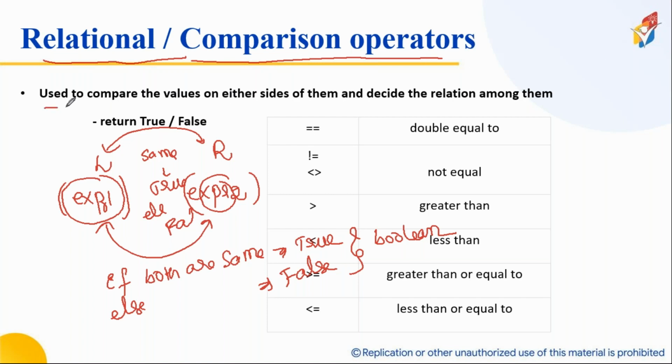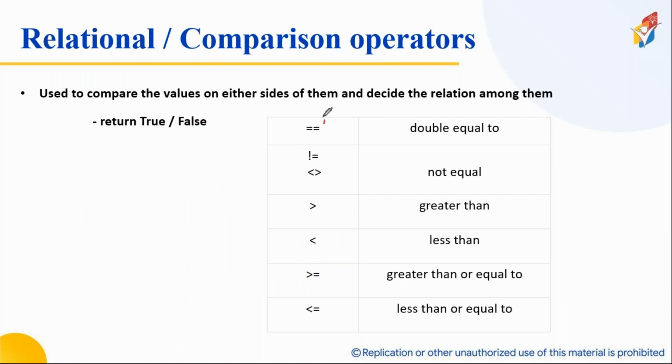Now look here. Use it to compare the values on either side, then decide what the relationship among them is. The return type is either true or false. Now Python supports operators such as double equal to and not equal to. Not equal to can be written either as exclamation mark equal to or less than greater than. Then greater than, less than, greater than or equal to, less than or equal to. If you say okay, I'll go for some numerical examples. Shall I go?